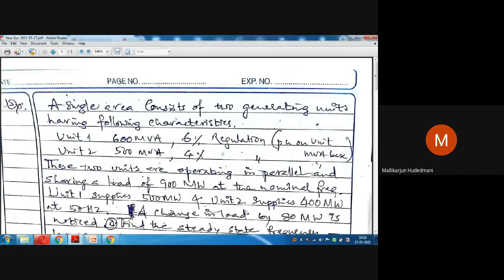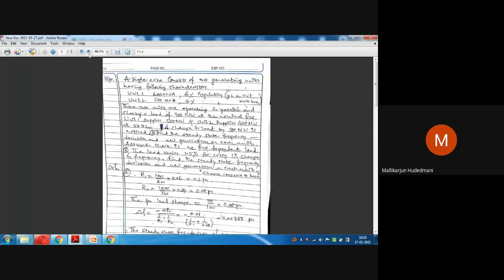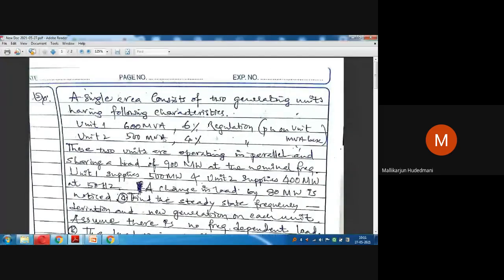I hope my screen is visible to you. The handwritten page which I'm trying to project is visible to all of you, please. Yes, sir. What I will do, I will reduce the screen so that you can use a maximized view of that. Okay, so I read it out this way.